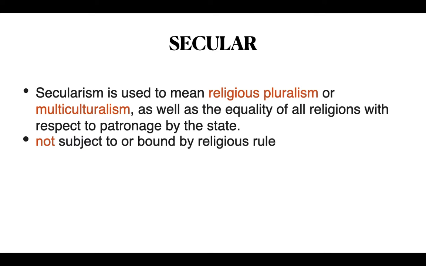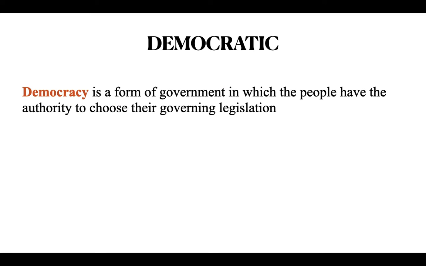Again, the word secular was not there in the constitution originally, but it was inserted by the 42nd Amendment in the year 1976 by the Srimati Indira Gandhi government. Next, fourth one, democracy. Democracy in simple words is the government of the people, by the people and for the people. In a democratic state, the people will have the authority to elect their government.